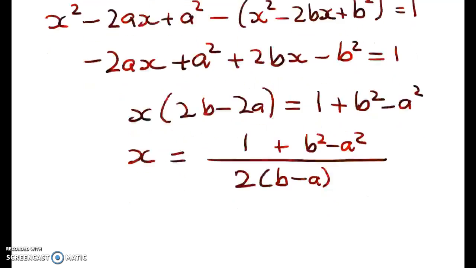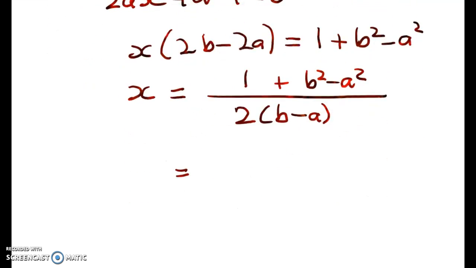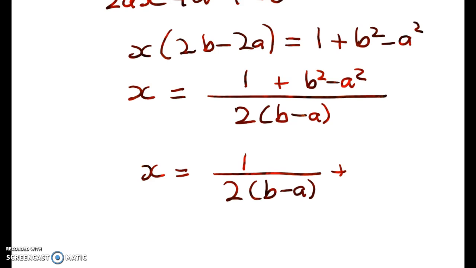So if you look back at the start of the question, we had to split that into two parts. So I'm going to do that now, so I have one eye on where I'm going. I'm going to have 1 plus 2 times b minus a plus b squared minus a squared on 2 times b minus a.